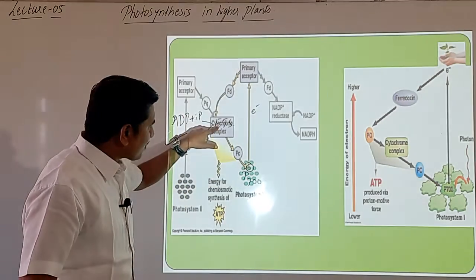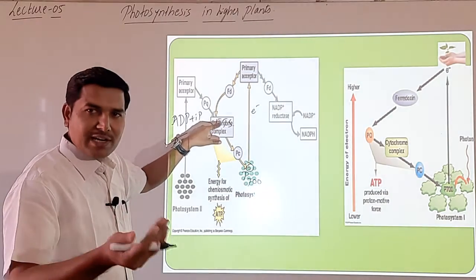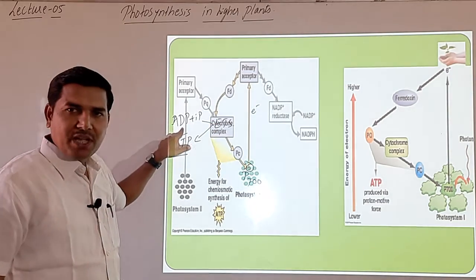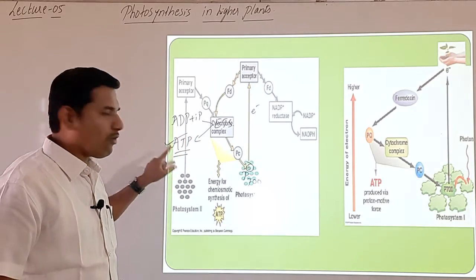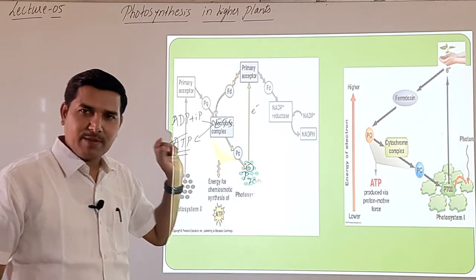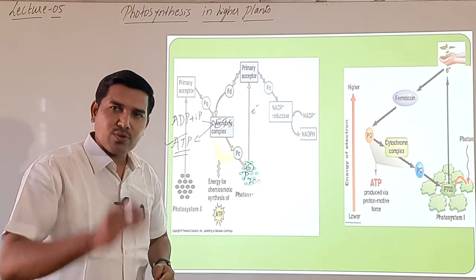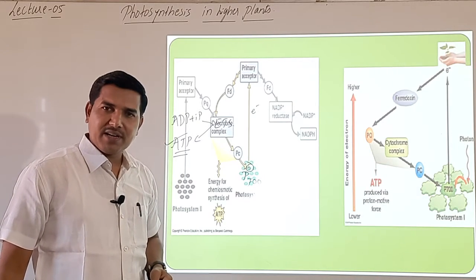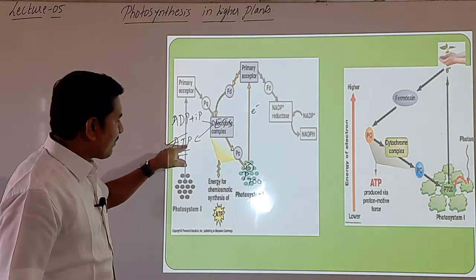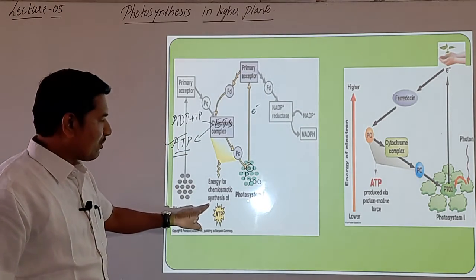Then the energy from the electron is absorbed by ADP, which combines with an inorganic phosphate and finally forms ATP. ATP is synthesized. So look into your NCERT textbook and then listen to the video, you will understand it better. Okay, so here energy is produced, energy for chemiosmotic synthesis of ATP.